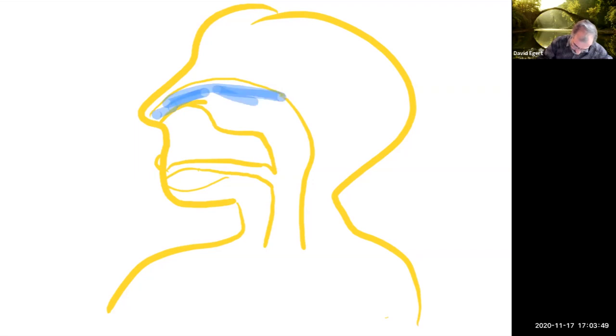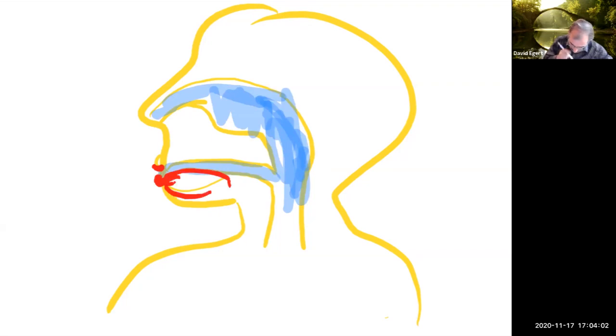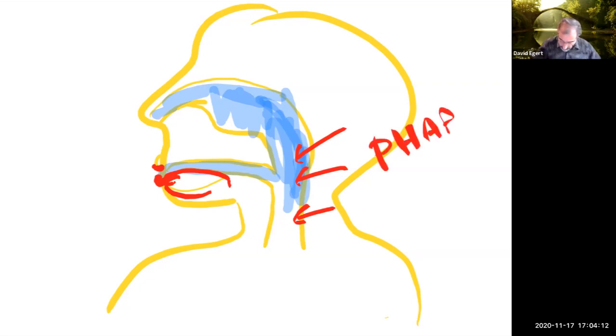nasal cavity. The oral cavity. It's your mouth and your tongue. They meet in the back, what we call the nasopharynx and then the oropharynx and the laryngopharynx. We can just call it the pharynx. Pharynx is basically the fancy word for your throat.